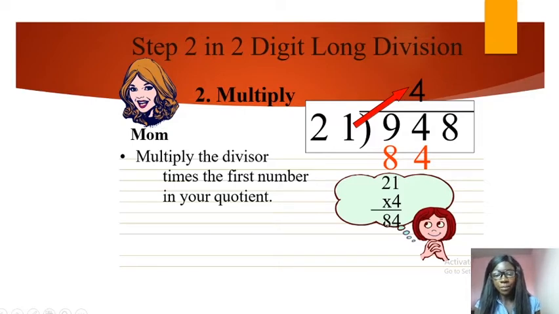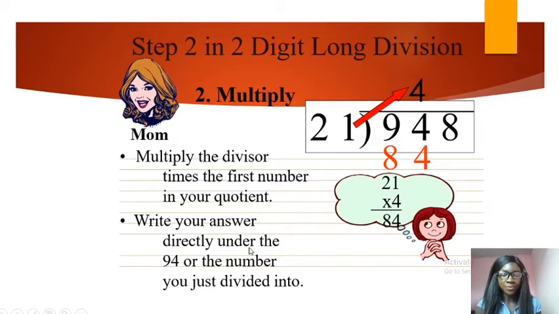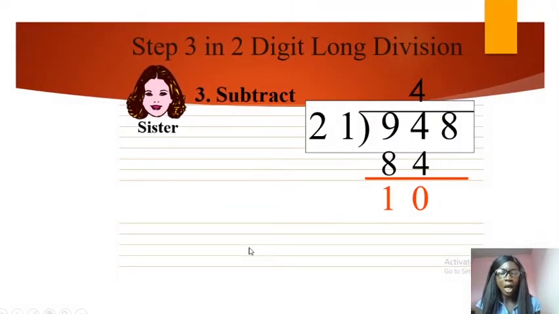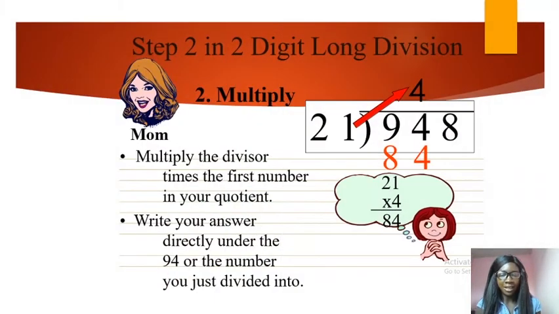So she has helped us to do that. 21 times 4 is what? 84. So we're going to write what? 84 directly under what? Under 94. Okay, of the number you just divided into. So this is 84. 21 times 4 is 84. So we're writing 84 what? Down here. Okay, Mommy has done her part, but we might call her later.